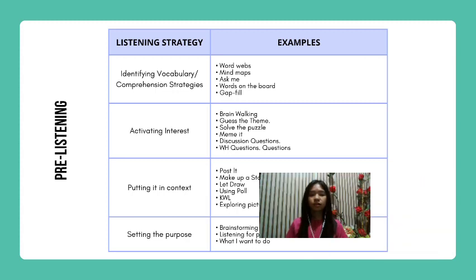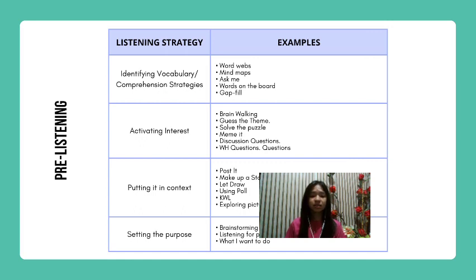We will now proceed to our second listening strategy, which is activating the interest. So our first example is brain walking. To activate students' interest in the topic, you can put posters around the classroom related to the listening activity. You can ask students to move around, look at each poster, and talk about what comes to mind after looking at them. This not only engages them physically, but it also mentally prepares them for the topic of the listening activity.